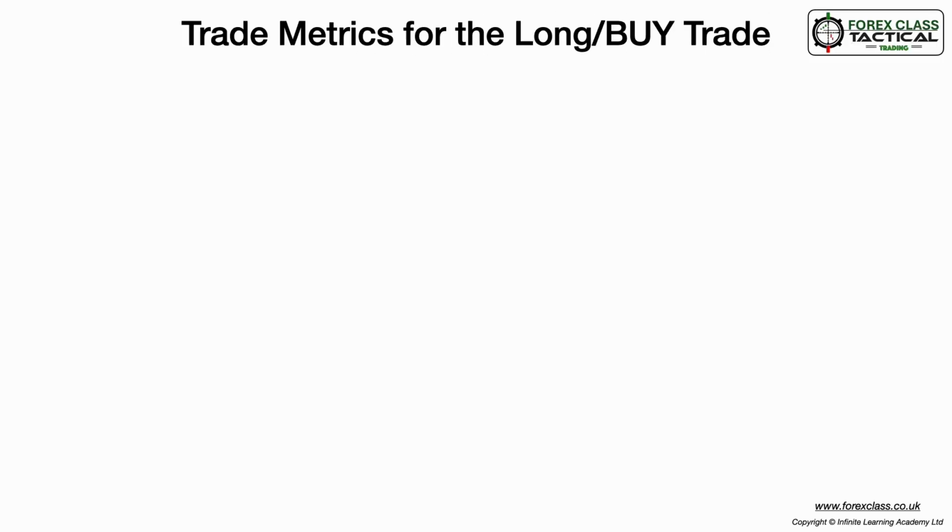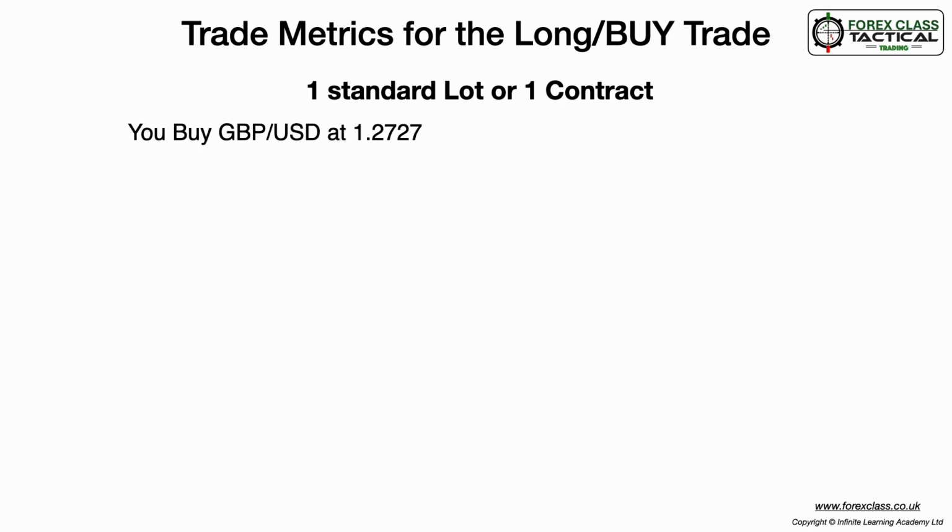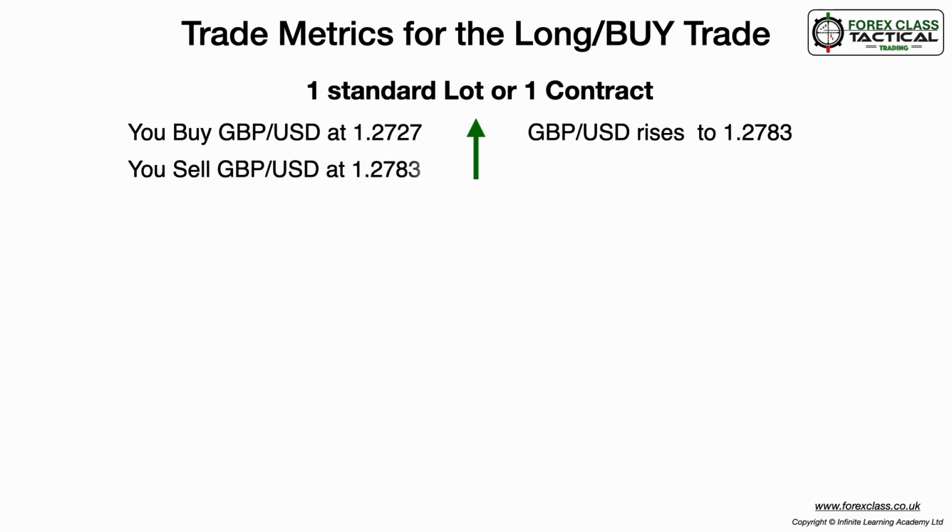Let's break down the trade metrics from the long trade example we just covered. You entered the trade using one standard lot, which is equivalent to one contract. More on lots shortly. You bought GBP USD at 1.2727. GBP price went up to 1.2783. You then sold a pair back at 1.2783 and got out. That means the price moved 56 pips in your favor.